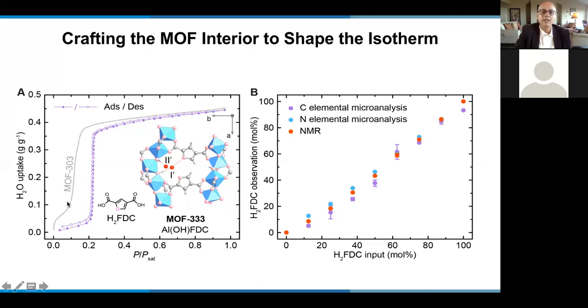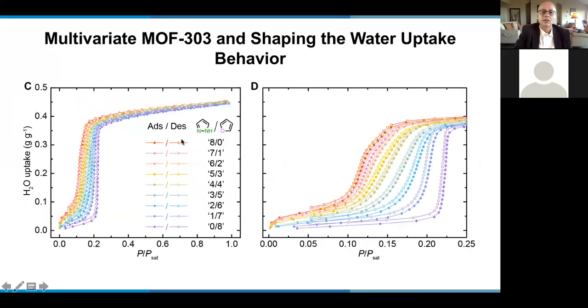But clearly, by taking the pyrazolate and substituting it with this furan-based linker, you can see how we are shaping the isotherm. By adjusting the ratio of the pyrazolate to the furan in the same structure, you can adjust the shape or the initial step of the isotherm, and adjust the humidity at which the structure could take up water from air. That's the power of MOF chemistry.